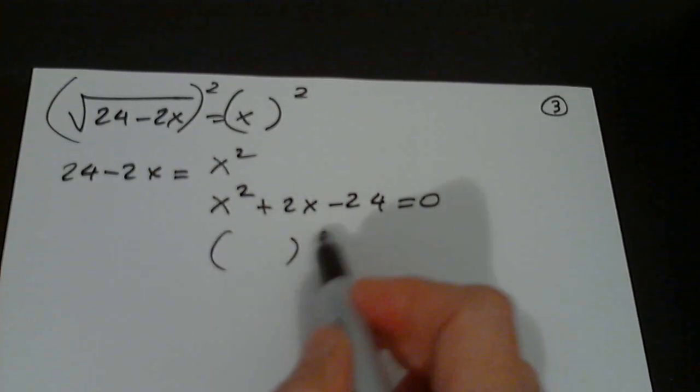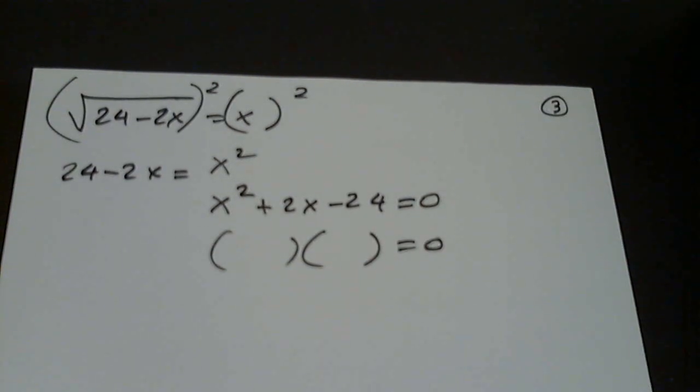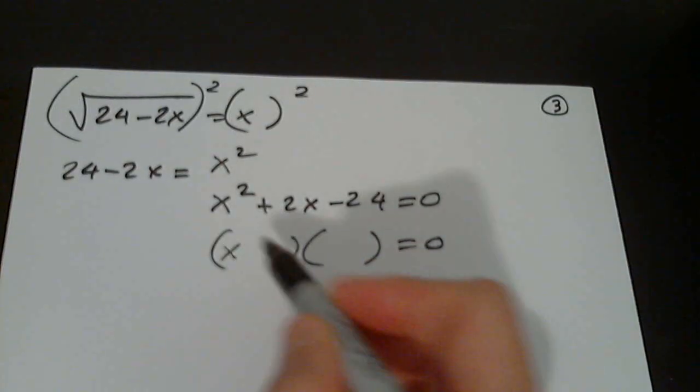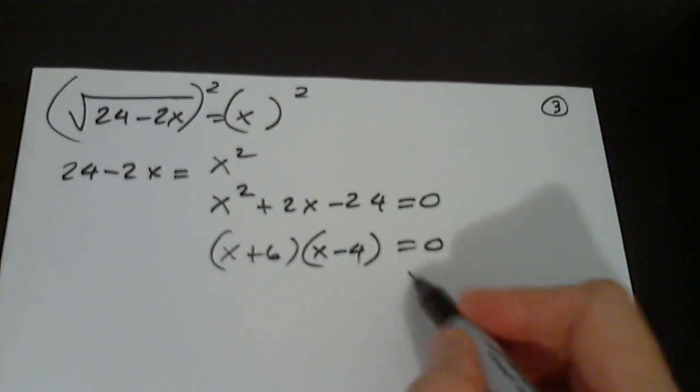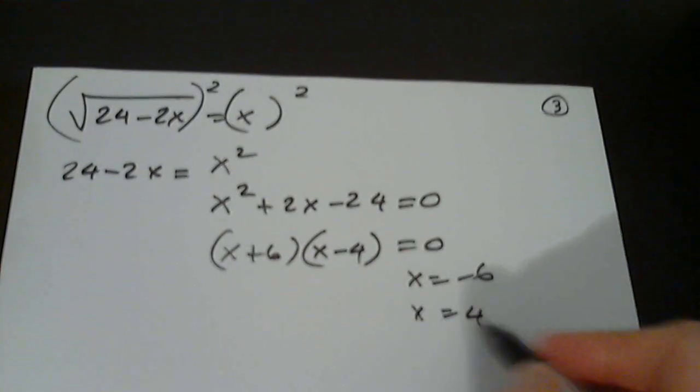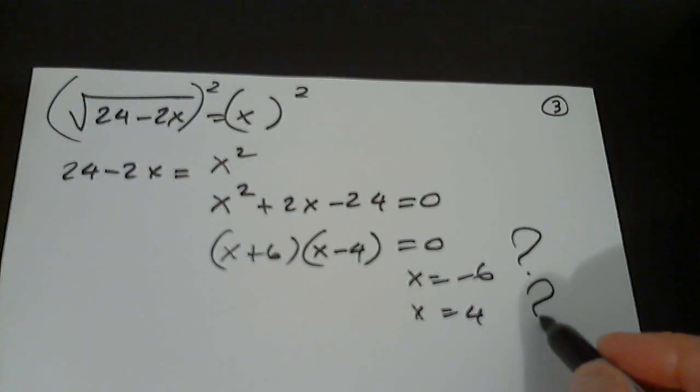I always hope it's factorable. And this time it is. Anyone, please? X plus 6, x minus 4. Excellent. So I have x equals negative 6 and x equals 4. Is it? I don't know.